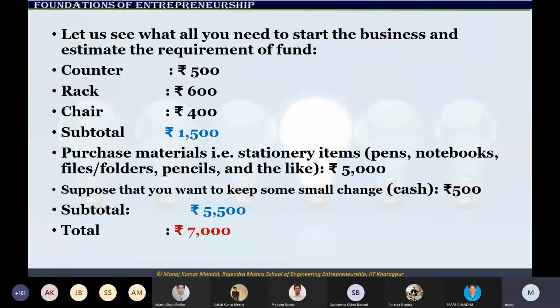Now, this may be too simplistic, but you will know what all you need to really run a big business as well, meaning that may be more complex, but have some idea about it. To start a stationery shop in your room, at the very minimum, you need a rack where you will be putting all the pens, notebooks, and all that, whatever you buy, so that students can come at the door and they can have a look inside and pick and choose that, okay, give me that pen or give me that pencil. Then you need a counter.